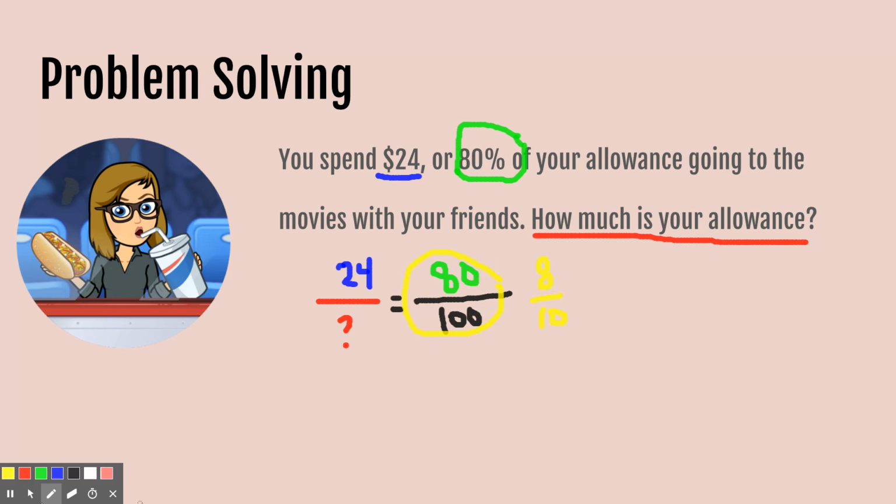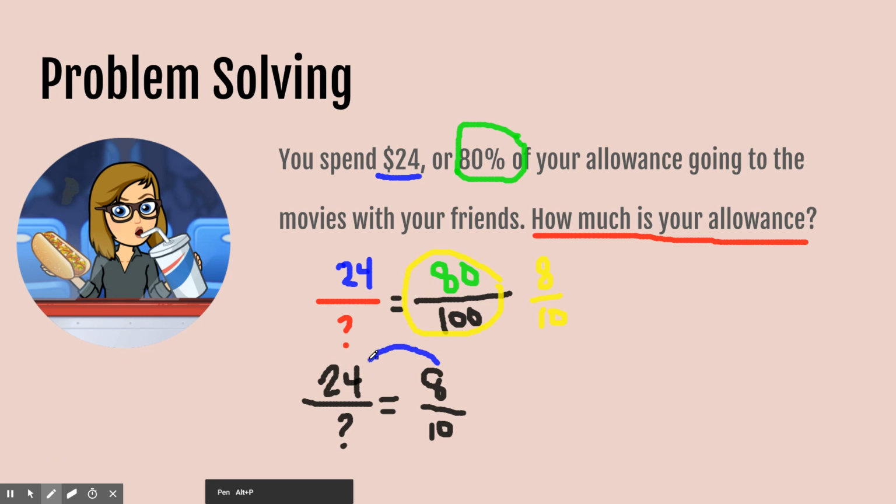So I'm going to use that equivalent ratio instead. So this stays the same. And then I'm making that equal to 8/10. And so now I can say, well, 8 times 3 is 24. So 10 times 3 would give me 30. So my whole allowance is $30.